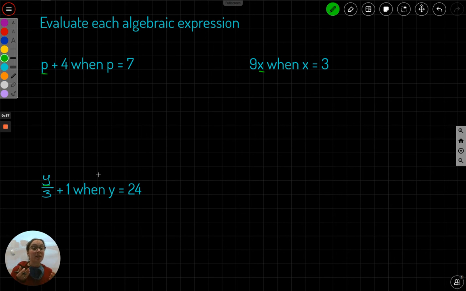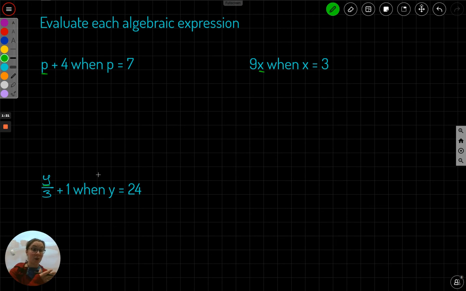In this case, we are told what p, x, and y equal, so we are simply able to substitute the number for the letter, and then solve. Just like if I'm sick, you might have a substitute teacher. That teacher will come in and take my place and do my job that day while I'm out sick.